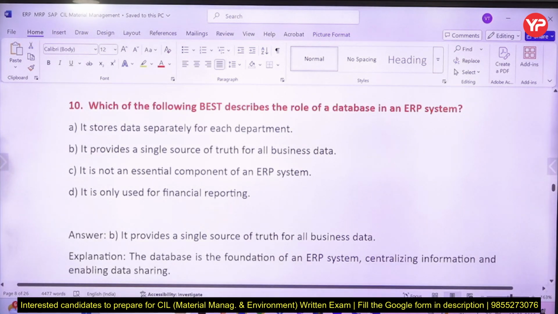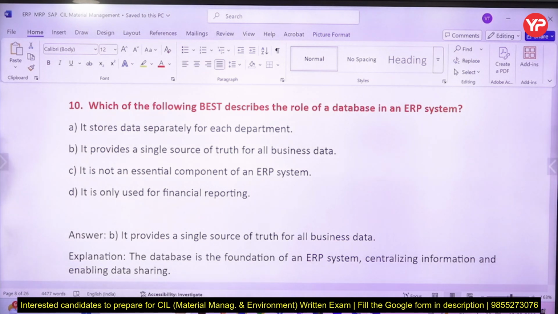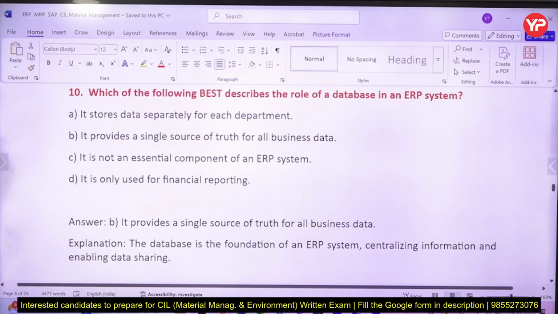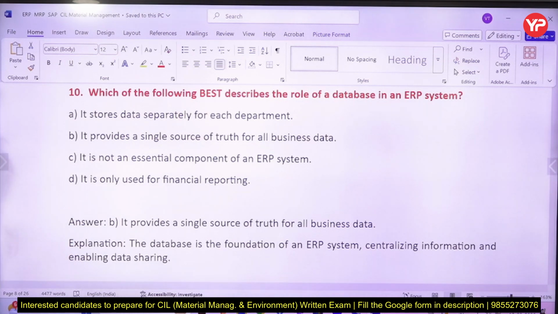What is the role of database in ERP system? You know, database is the foundation for ERP. Centralized information and data sharing is the philosophy of ERP. I want to have a central database and I want to share this data.